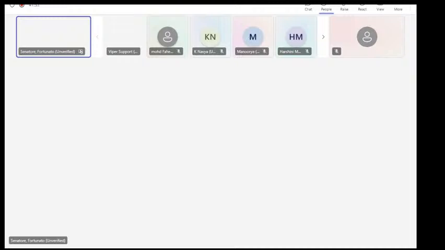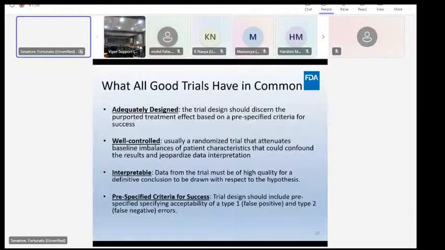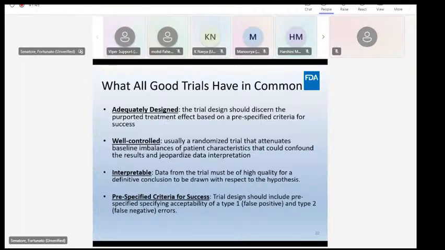Now, what do all good clinical trials have in common? They are all adequately designed. The trial should discern the purported treatment effect. They should be well controlled, usually a randomized trial that attenuates bias from imbalances of patient characteristics. If you have 100 patients and they get equally divided randomly between drug versus control, chances are all of the characteristics about this patient population will be equally divided in a well-controlled and randomized fashion. The outcome of the trial needs to be interpretable.